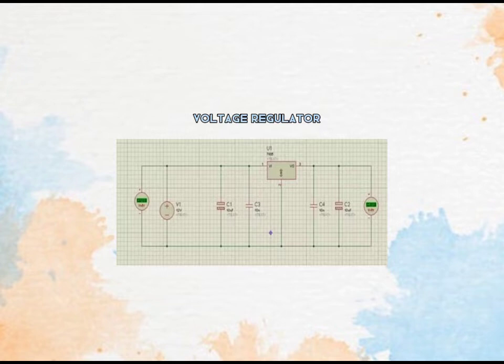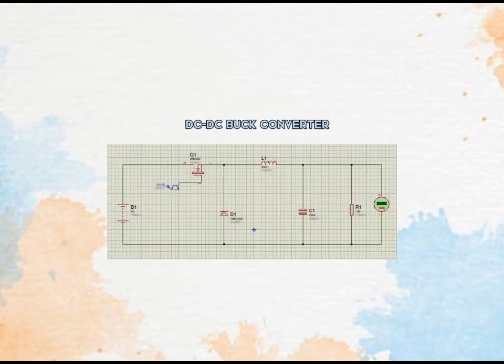Okay, this is a simulation for the voltage regulator, so we can get a 5 volt DC output. This is a circuit for a DC-DC buck converter for simulation. The simulation is to step down the 9 volt to 5 volt output.